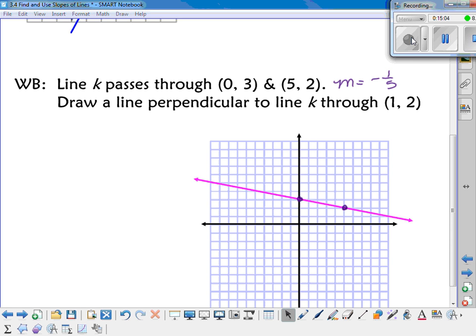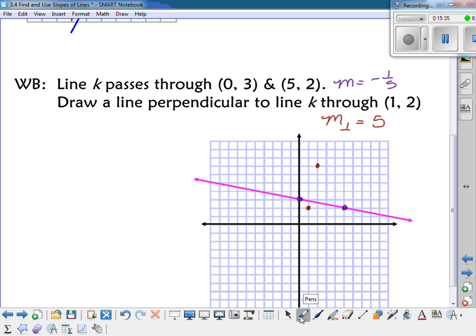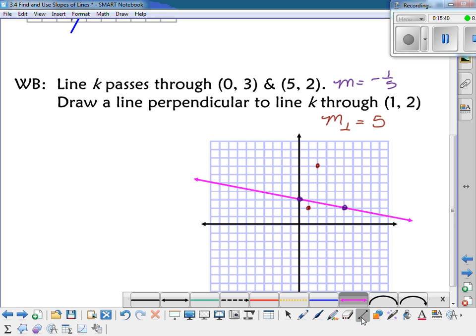Okay, so you should have gotten that the slope of line K was -1/5. So now draw the line that's perpendicular that goes through the point (1, 2). Pause it and then try it on your own. Okay, so your perpendicular slope is going to be +5, so that means you go up 5 and over 1, from the point (1, 2). And then I can draw the line that goes through those 2 points.